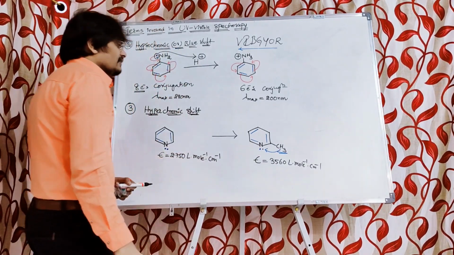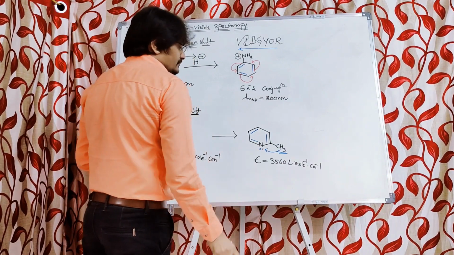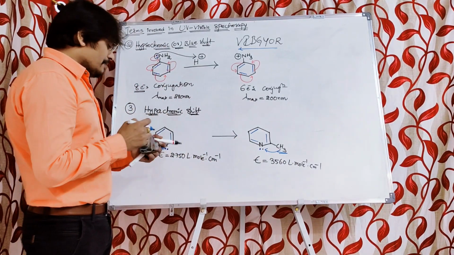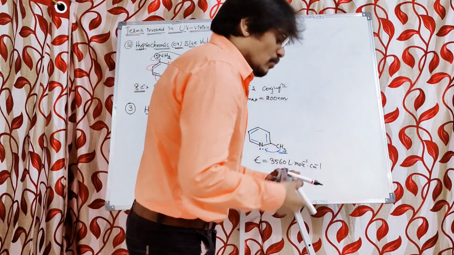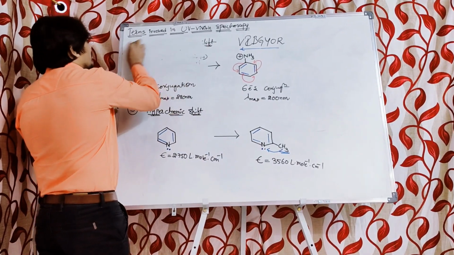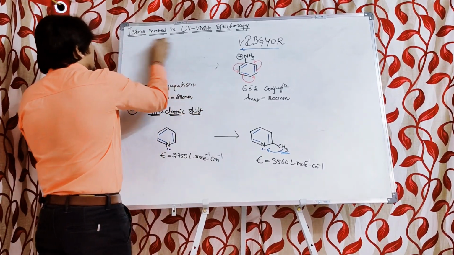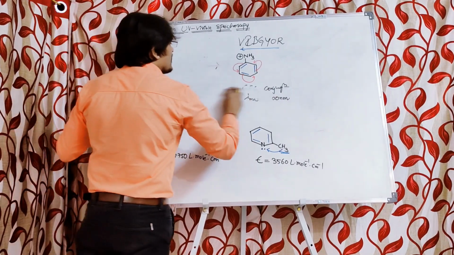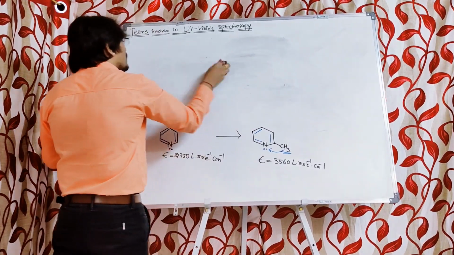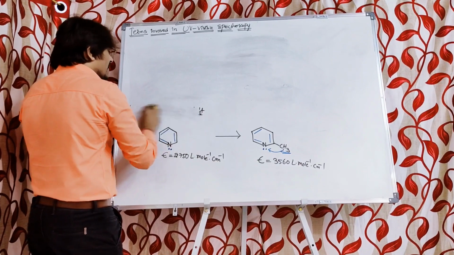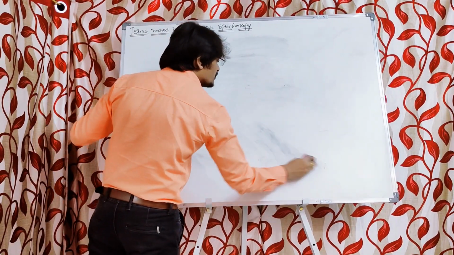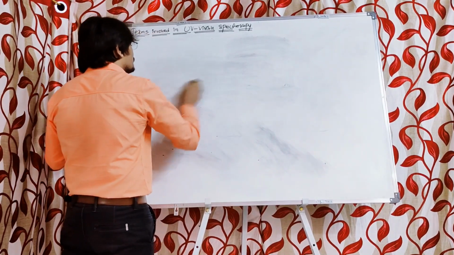So that is the reason it is associated with a higher epsilon value compared to the pyridine. So this is about the hyperchromic shift. So what is the next one, students? Hyperchromic shift is finished. So do remember always that the first two shifts, bathochromic or red shift and hypsochromic or blue shift, both correspond to absorption maximum. Whereas the third one, hyperchromic and hypochromic, corresponds to intensity of absorption.